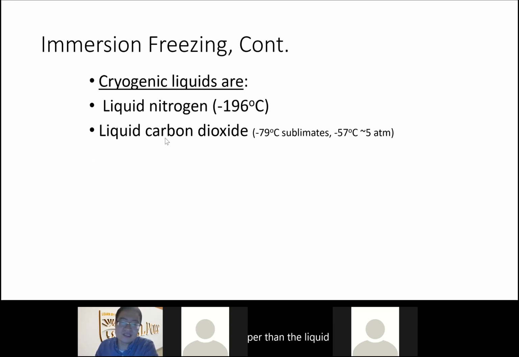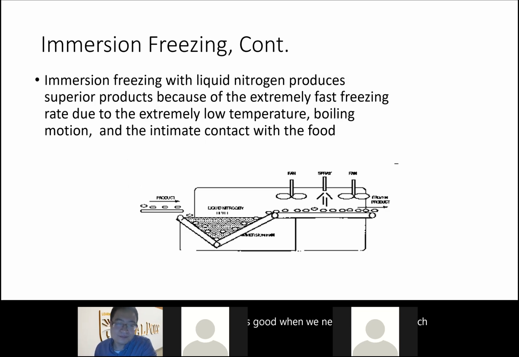So liquid nitrogen and liquid carbon dioxide are good when we need to approach much lower temperatures. This is how the setup looks. Usually we have a belt or conveyor, and on the conveyor there's typically a reservoir or tank of the cryogenic liquid, and once the product is moved through the liquid, it stays on the belt.